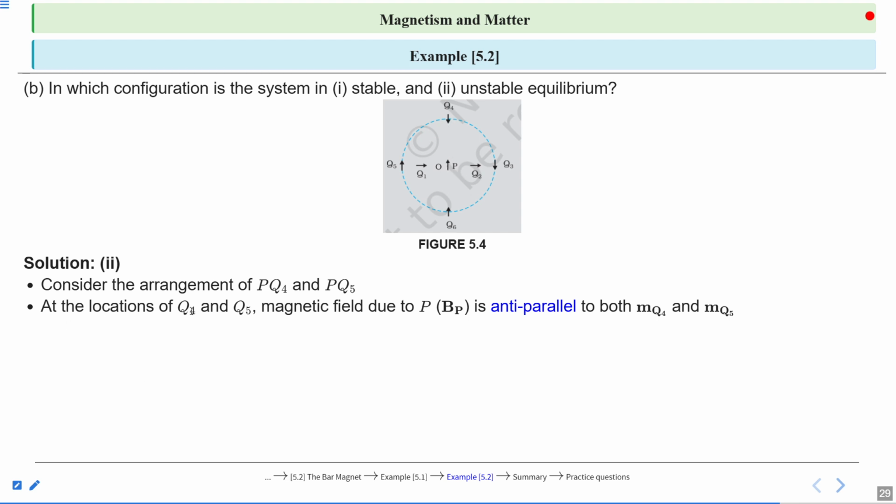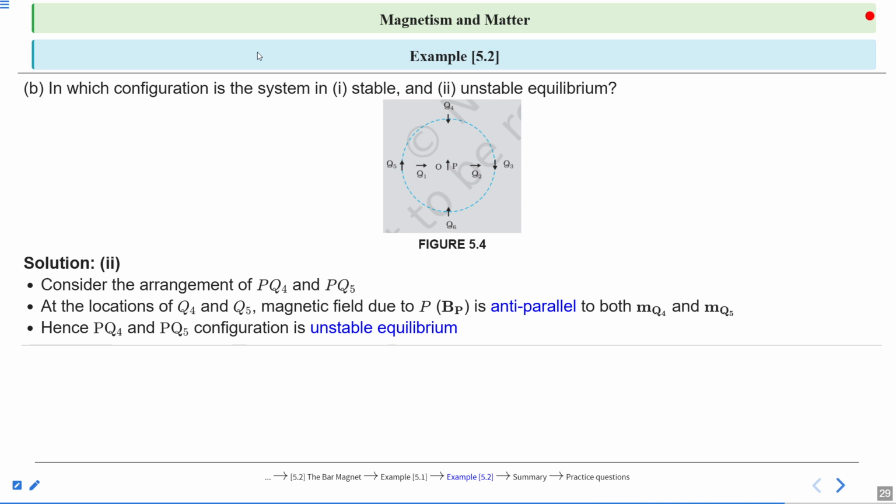So at the locations of Q4 and Q5, the magnetic field due to P, that is BP, is anti-parallel to both MQ4 and MQ5. That means the PQ4 and PQ5 configuration is unstable equilibrium. Got it? The angle is 180 degrees. That means potential energy is maximum, MB.